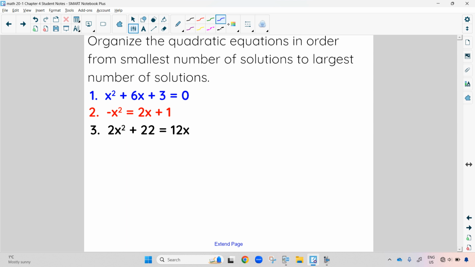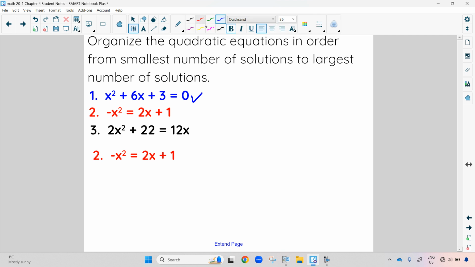So to solve an equation, I want to put it into my calculator, but it needs to be set to 0. So number 1 is already set to 0, so I'm good to go. Let's look at number 2. Number 2, I can see, is not set to 0. So I need to do a bit of work with this one here.